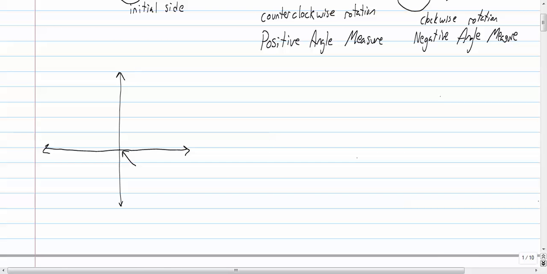We know that the middle right here, right in the middle, that's called the origin, right? And at the origin, you can think about that as the ordered pair 0, 0. Again, this is stuff from college algebra. I'm just kind of reviewing.